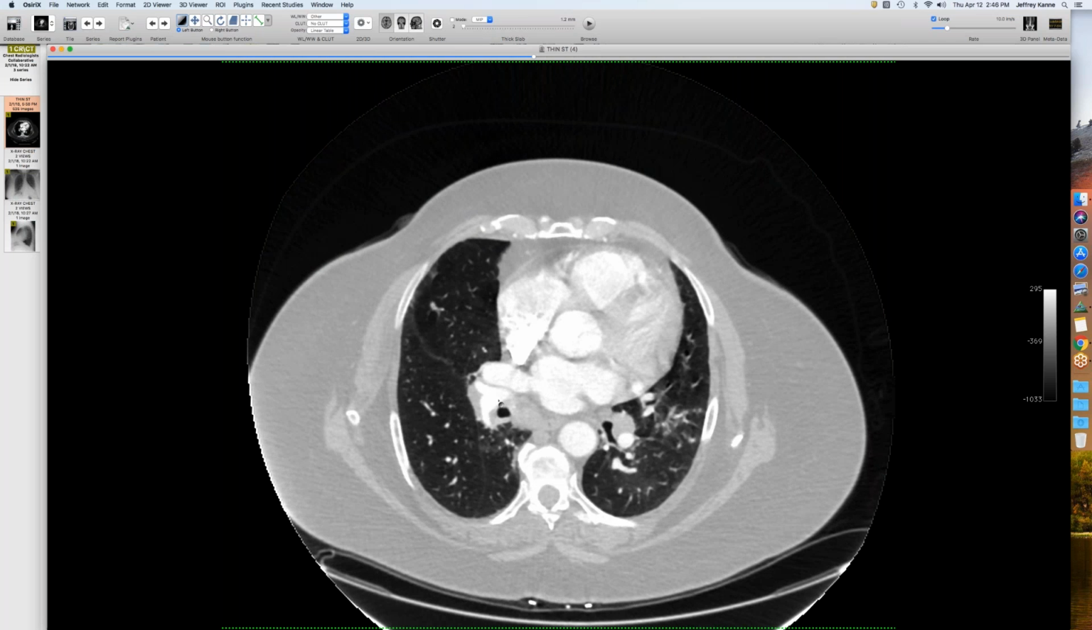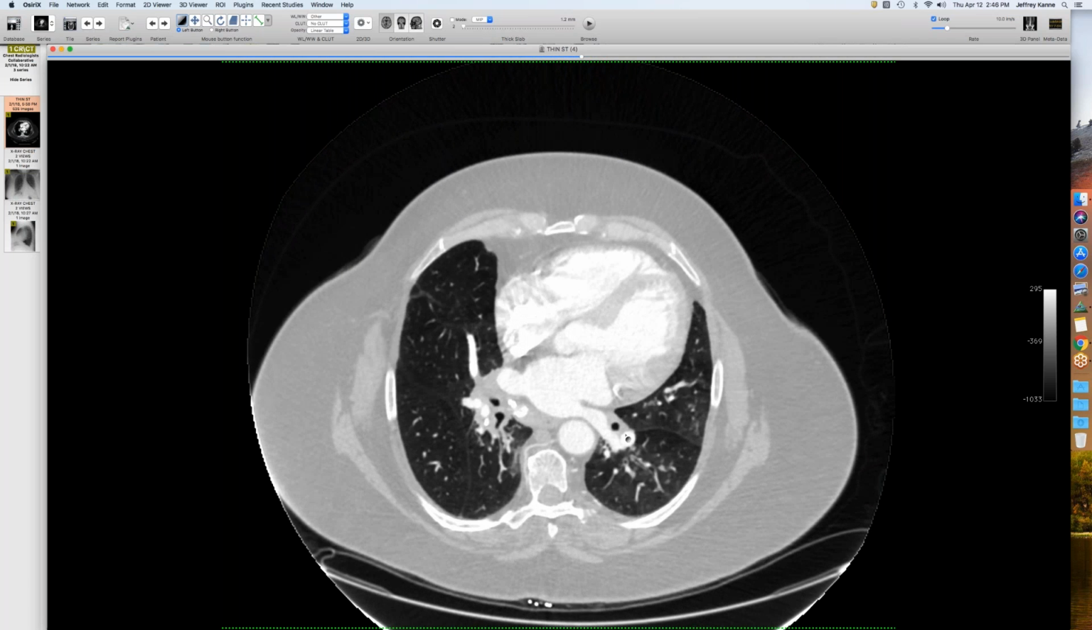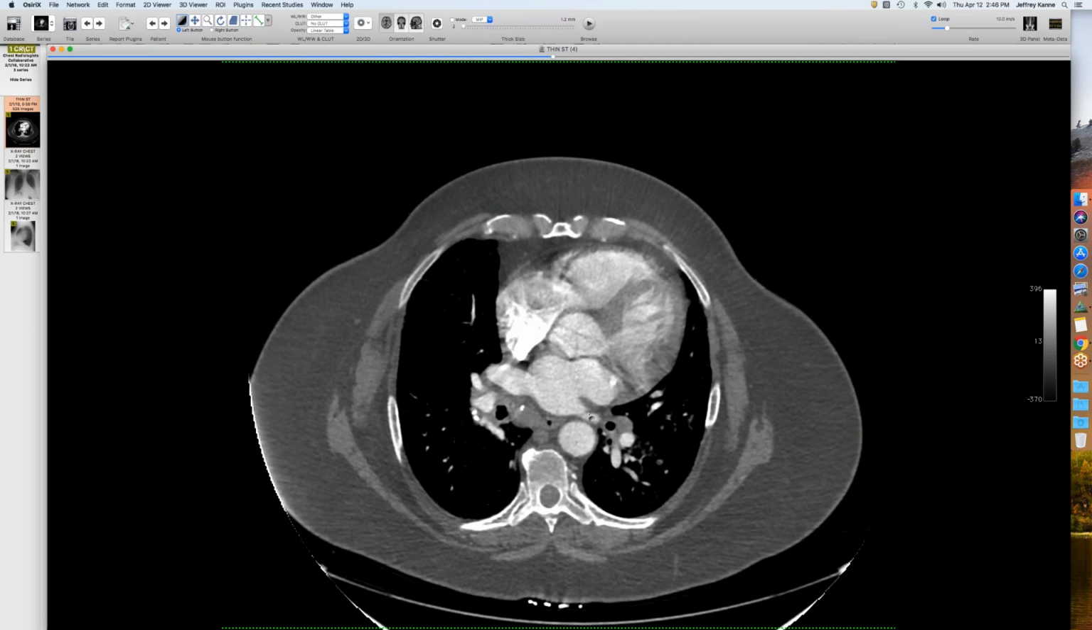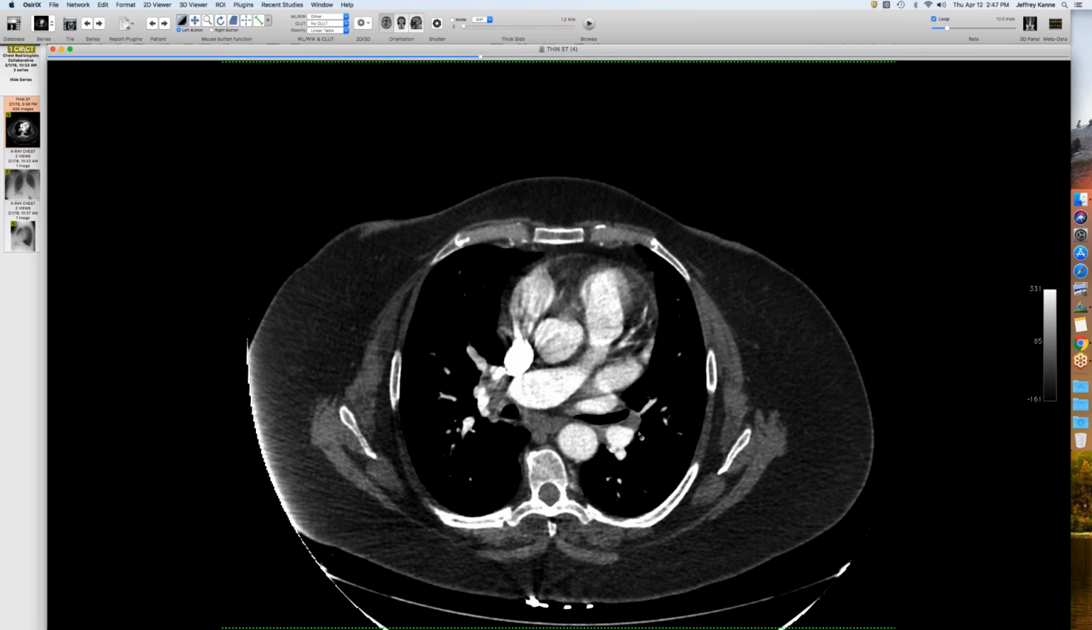I think that threw off the initial interpretation, but I think it's because she aspirated at that point, and that was more reactive. But you'll notice the difference in attenuation. The fibrotic nodes tend to be a little bit denser than the reactive nodes.